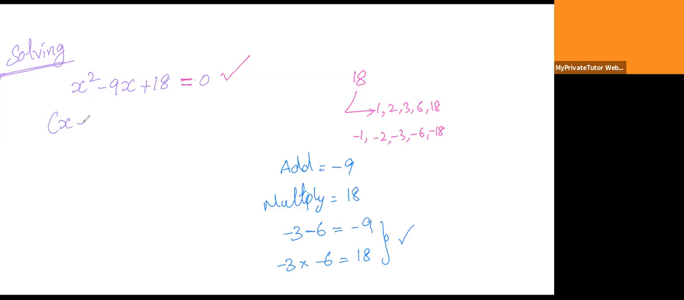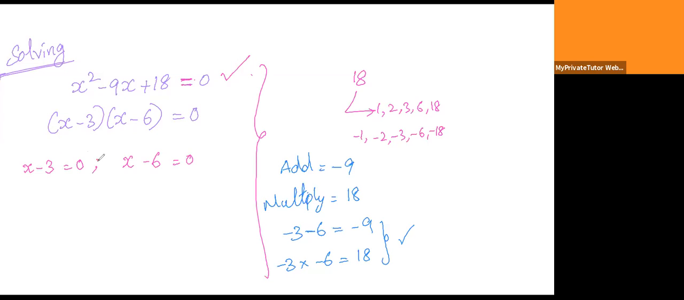So which means x minus 3 and x minus 6 equals 0. That's it. Now the question is about solving, which means we need to find the values of x. We need to write it separately, guys, here. X minus 3 equals 0, comma, x minus 6 equals 0. So x equals 3, comma, x equals 6.